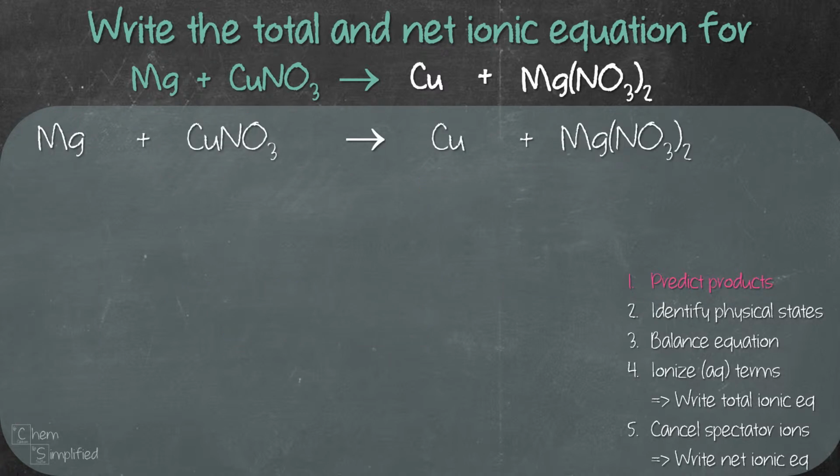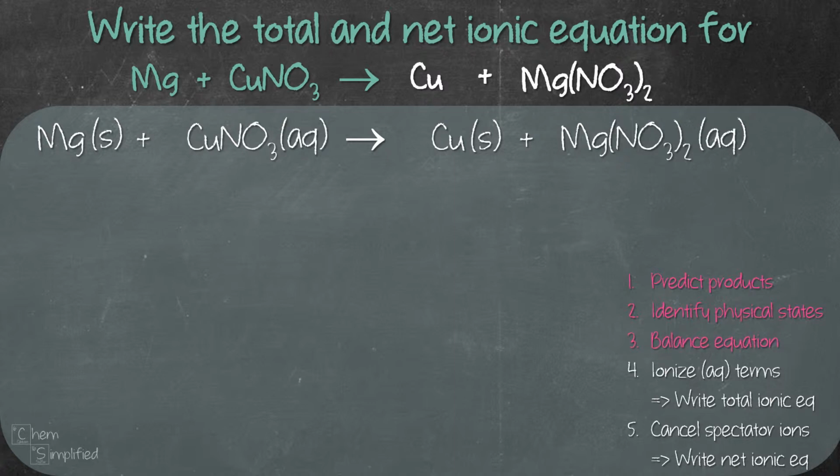So don't do that. Now that we've figured out the products, it's time to move on to the second step, which is to identify the physical states. We need the solubility rules for this. I'll link a video if you need a refresher. Looks like we have solid for magnesium and copper, and aqueous for copper nitrate and magnesium nitrate. Moving on to step 3.